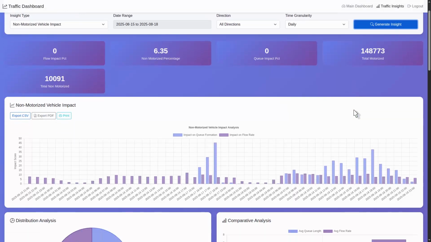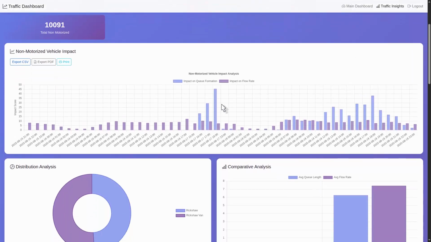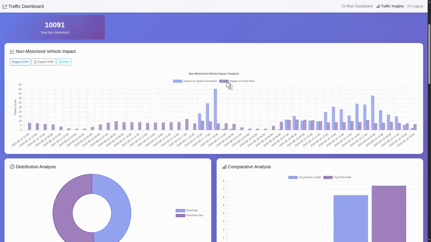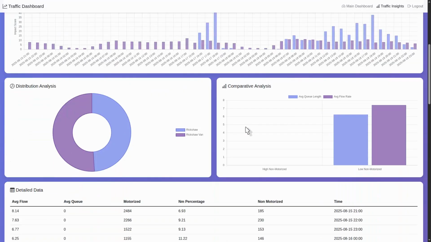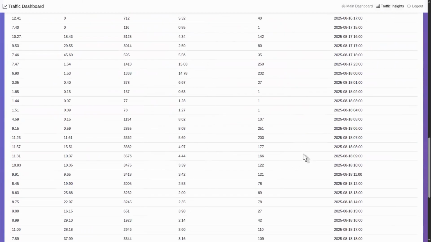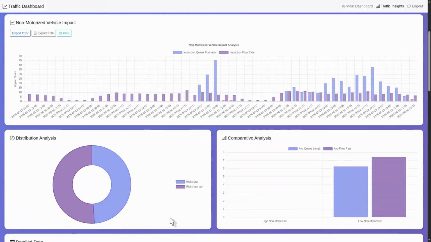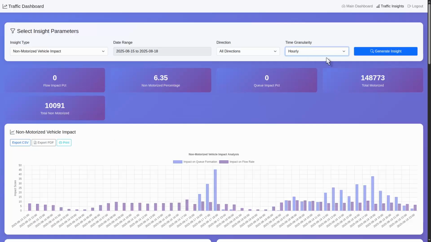The impact of non-motorized vehicles is very important to analyze. We score the impact based on queue formation and flow rate. So if we compare the impact of non-motorized vehicles on flow rate and queue formation, we see between the hour 17 to 18 the impact is the highest. Also the number of vehicles moving compared to the motorized vehicles. Non-motorized vehicles account for 6.4% of the total traffic. The dominant vehicle is rickshaw van.